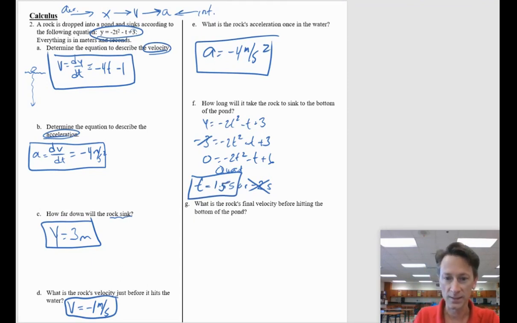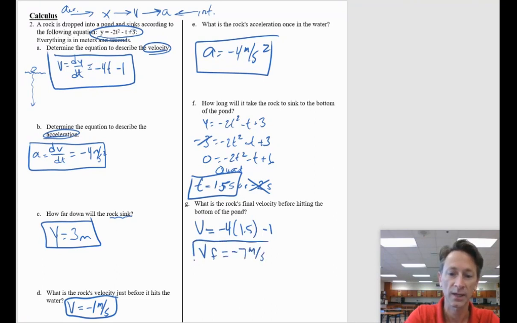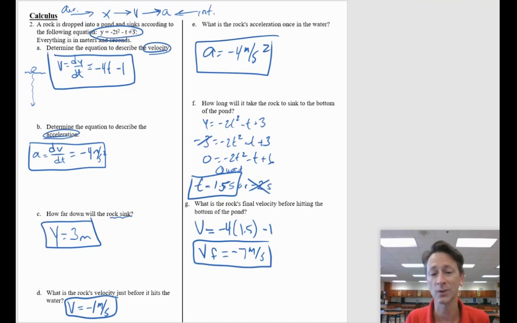What is the rock's final velocity before hitting the bottom of the pond? Now we can take the velocity equation and plug that time in and say vf equals -4 times 1.5 minus 1. And when you do that and solve, you get -7 meters per second. Now, again, remember that this isn't taking into account any friction that the water has. That will be a whole other part of the problem that we'll add later in the year.